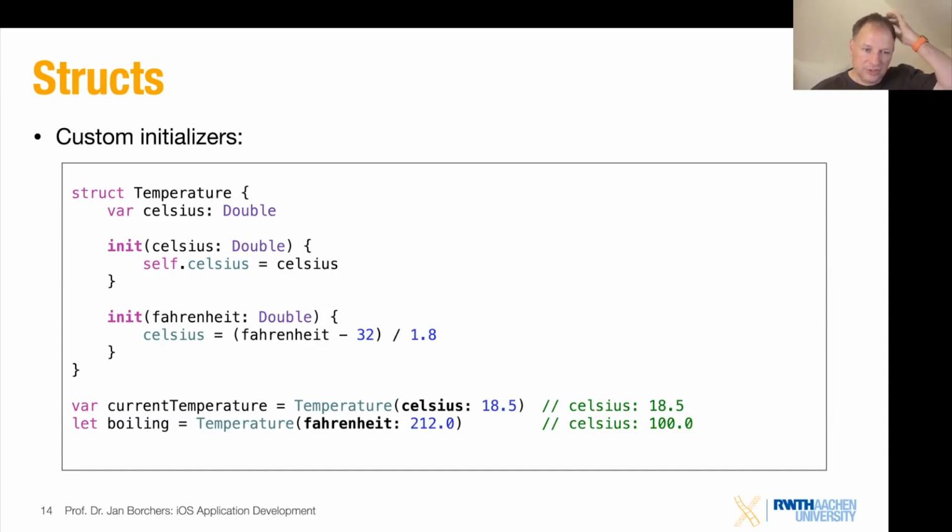And so here you can see how you use these. Down there, we've got one variable, current temperature, that we initialize to be a temperature struct with the Celsius value set to 18.5, and that would basically call the top initializer, versus the other one here, in this case a let constant, which we initialize with the Fahrenheit initializer, so that basically does the little computation and then puts it into the Celsius variable. Note we still only have one member variable, the Celsius double, but we have two initializers with different names.